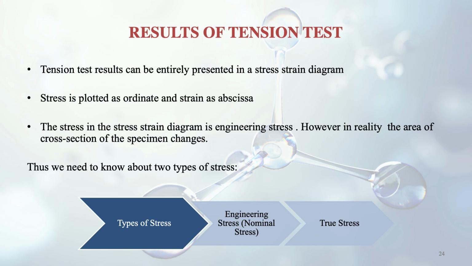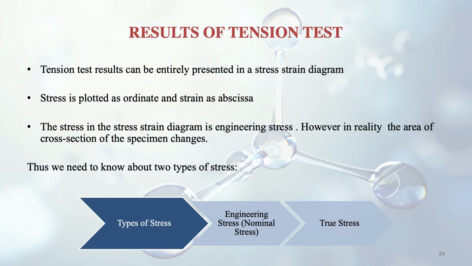So what are the results of this tension test? The results can be entirely presented in a stress strain diagram. I have explained to you what is a stress and what is a strain. In the stress strain diagram, the stress is plotted as the ordinate and the strain as the abscissa, meaning the x-axis will have the strain and the y-axis will have the stress. The stress in this diagram is the engineering stress, not the true stress.